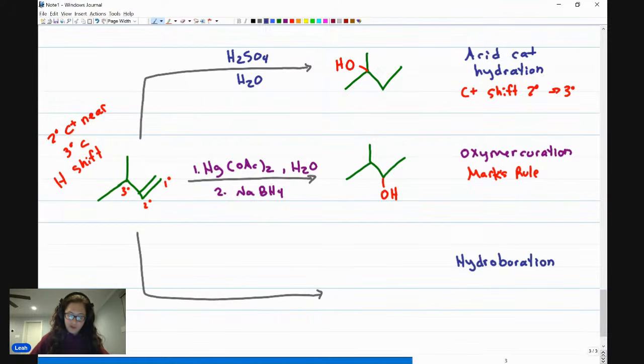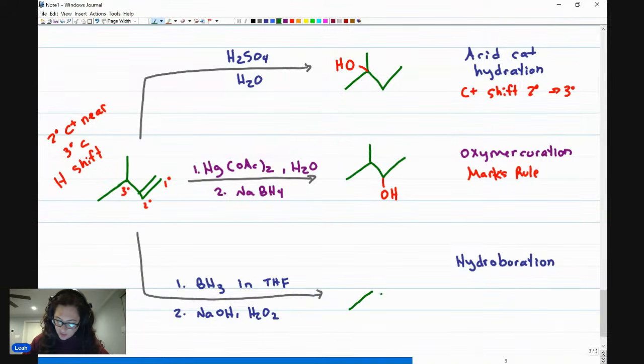For hydroboration, we're going to start with BH3, not BH4, getting ahead of myself there. We're going to use BH3 in THF as step 1. Step 2, we'll use NaOH, H2O2, and some professors will also have you add H2O. This is an anti-Markovnikov reaction. It does not have a carbocation intermediate, and so the alcohol winds up at the primary position because it's an anti-Markovnikov reaction.